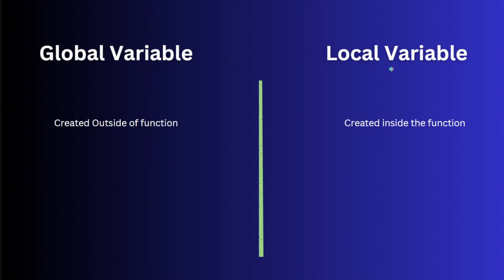Whatever variables we create inside a function will be called local variables. Otherwise, if the variable is created outside of the function, it is called a global variable, and it can be used by any other functions as well. Let's understand more about these variables with some examples.